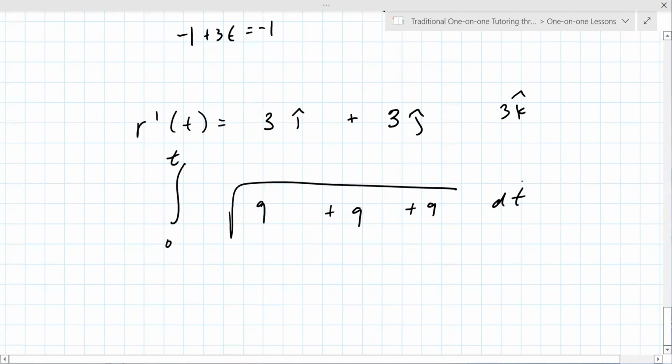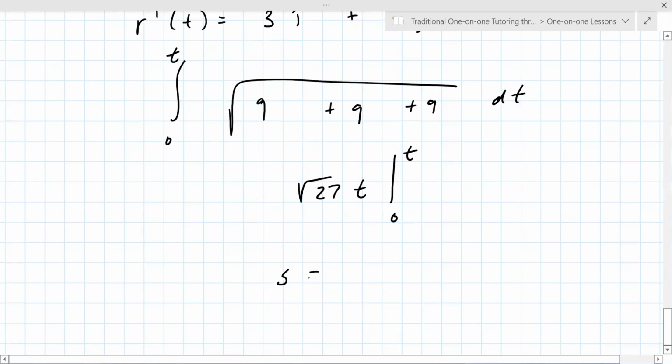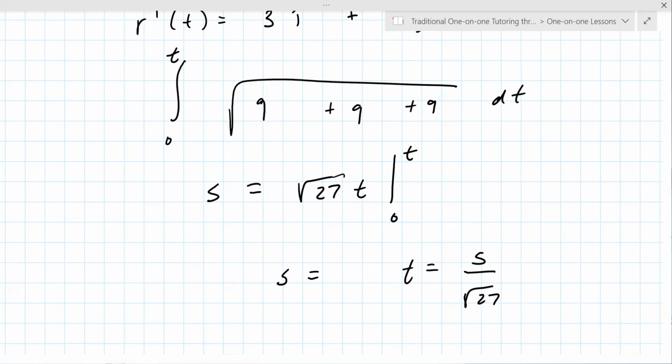I don't fully understand this at the moment, but this is the square root of 27, and then you're integrating it from 0 to t, and they do this thing where they say s is equal to this integral, and you flip it. So this is square root of 27 t, and then your t is s over the square root of 27. And then this is what goes in for t in that first part.